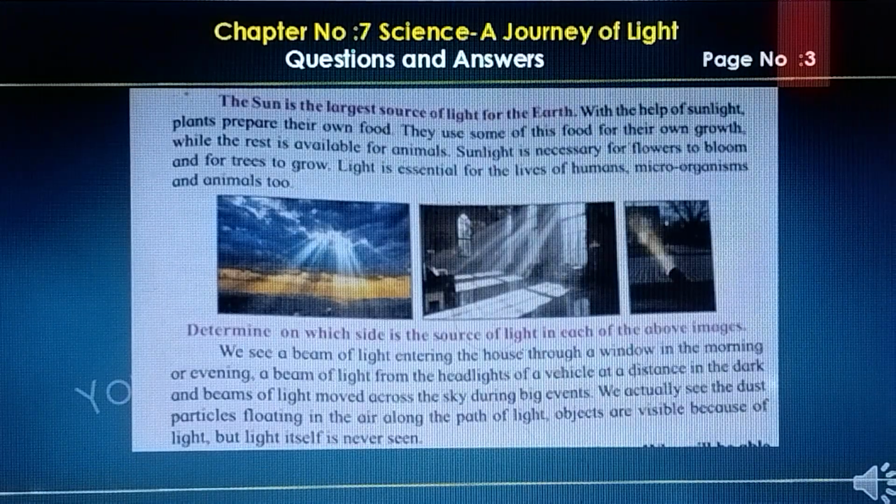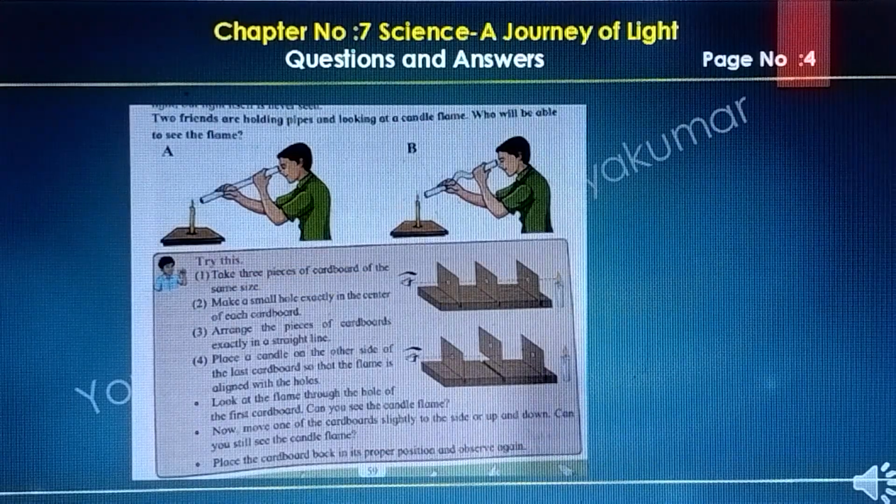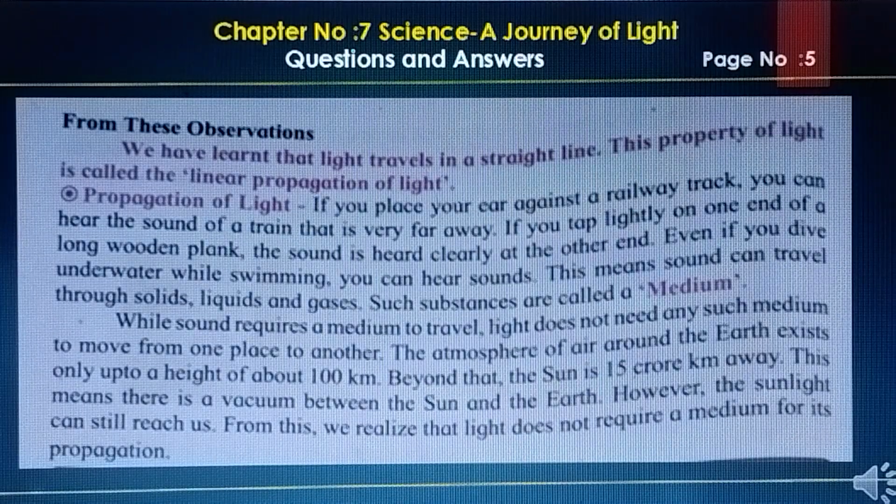The sun is the largest source of light for the earth. From these observations, we have learnt that light travels in a straight line, and this property of light is called the linear propagation of light.